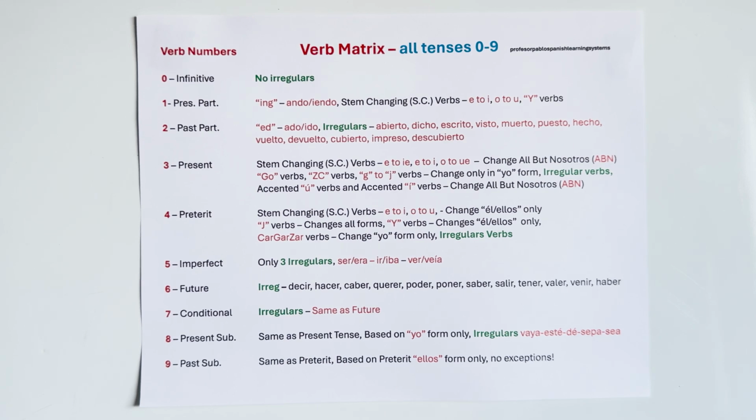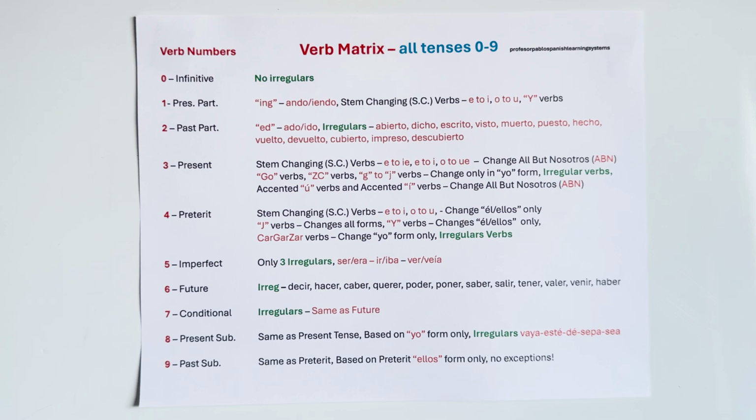And then we have O to UE, like the verb poder. Puedo, puedes, puede, podemos, pueden. So there are some O to UE stem changing verbs. Not very many, but they're very important. They change all but nosotros. So our stem changing verbs in the present tense, whatever that change is, it changes in 4 of the 5 conjugations, but not the nosotros.